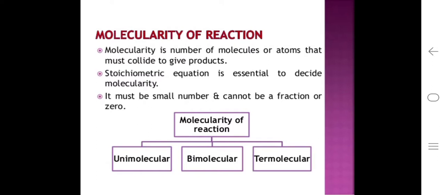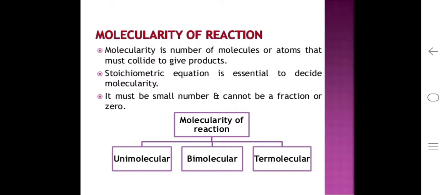Molecularity of reaction has three basic types: unimolecular, which contains one molecule or one atom, bimolecular, or trimolecular. I repeat, unimolecular: if the number of reacting particles is 1, then the reaction is considered to be unimolecular.